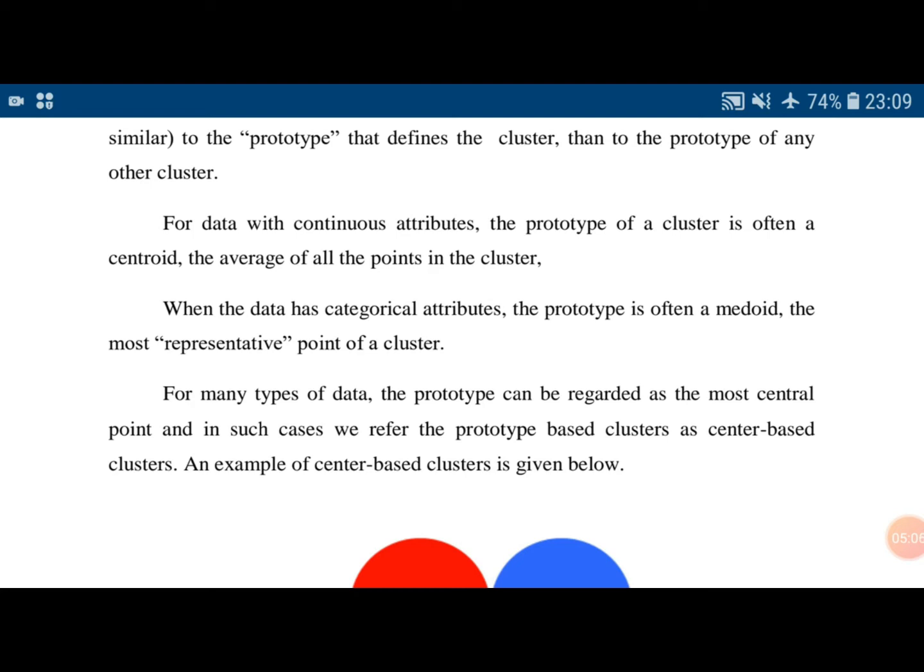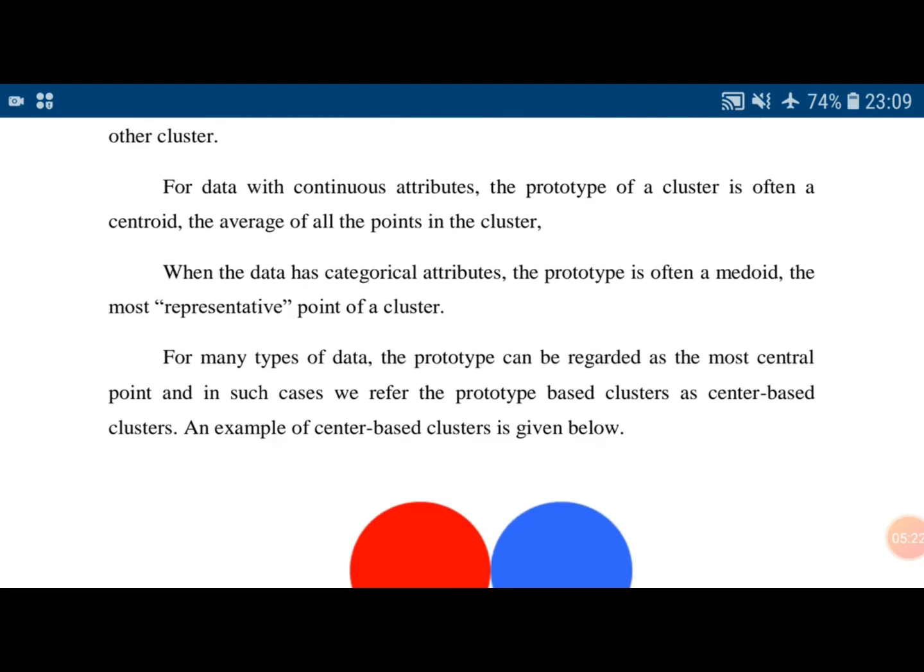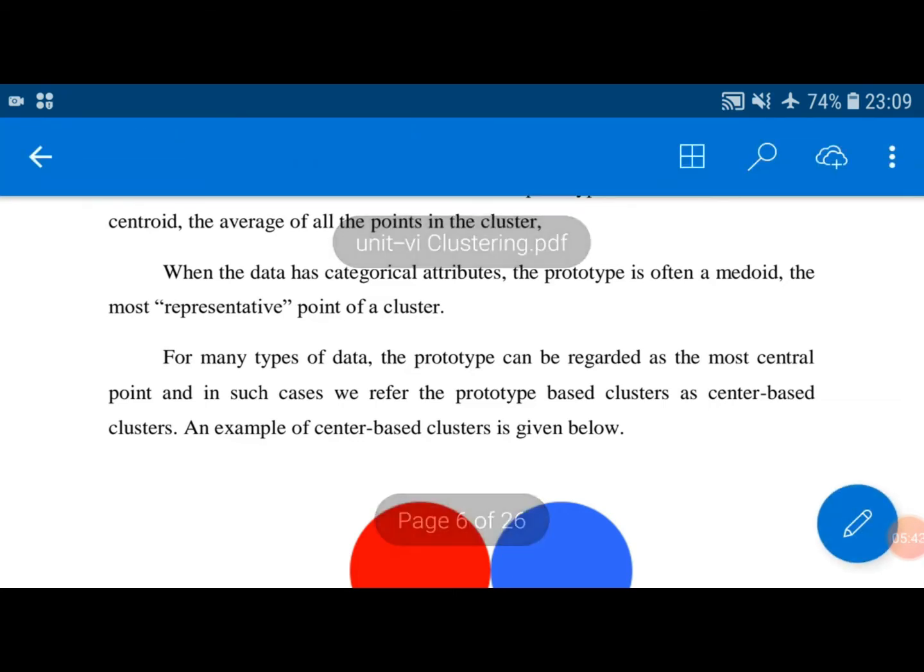When the data has categorical attributes, the prototype is often a medoid, the most representative point of the cluster. Categorical attributes means the attributes have different categories. For example, teenage people, next, category wise, teenage people, middle aged and senior citizen. Teenage youngsters have some properties that are different from the middle aged people, some 25 to 60.